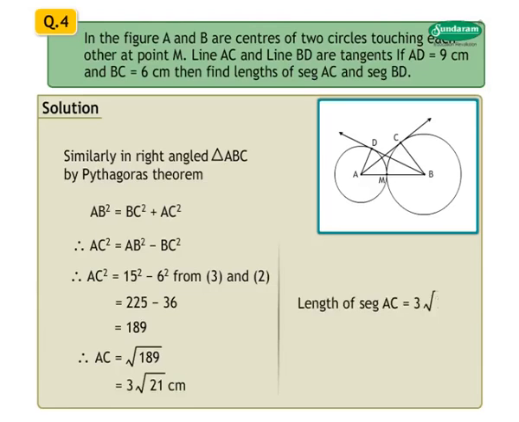Therefore, the length of segment AC = 3√21 centimeters. The length of segment BD = 12 centimeters.